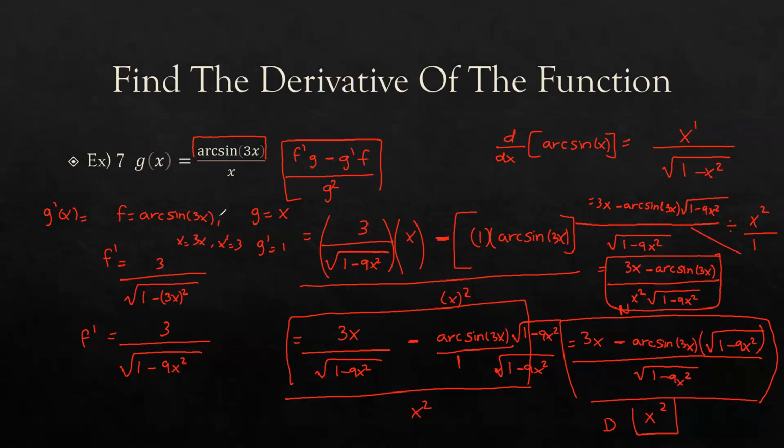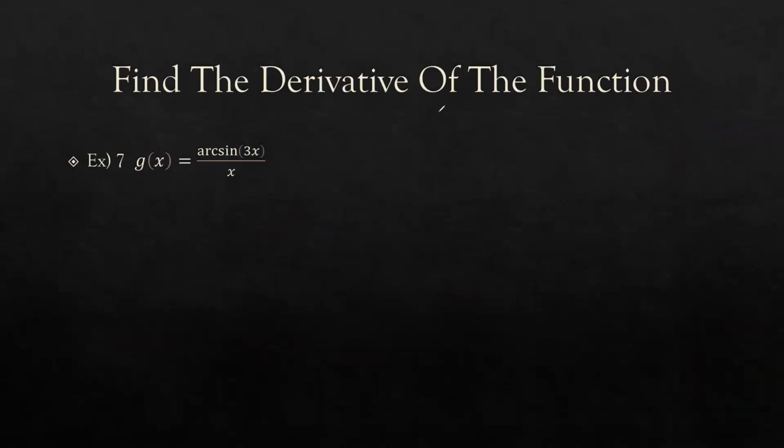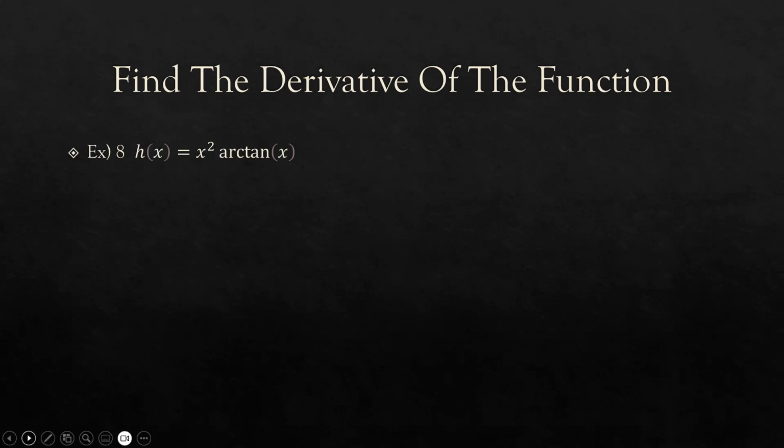Okay, let's move on to example 8. Example 8 says we have h of x equals x squared times arctan of x. So what do we need for example 8? We need the product rule, right? Because it's like this times this. And we need to know the derivative of arctan x.